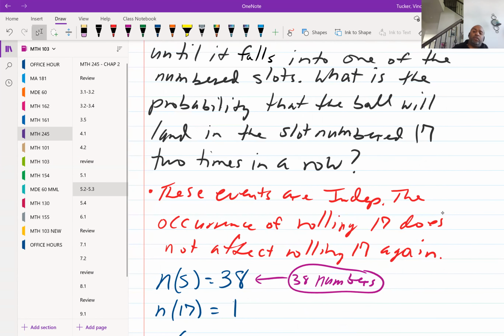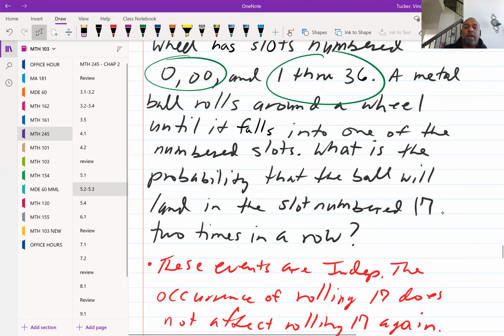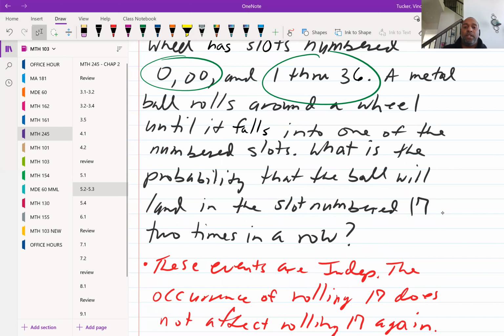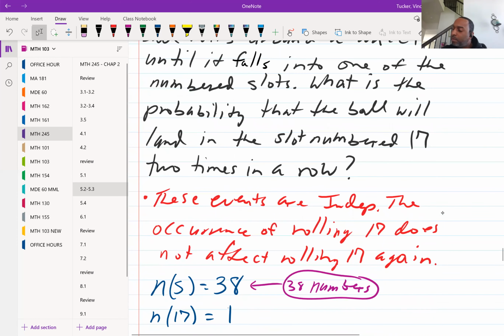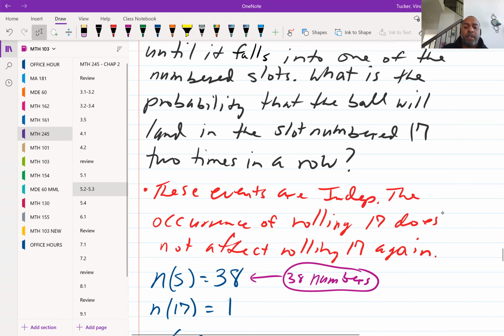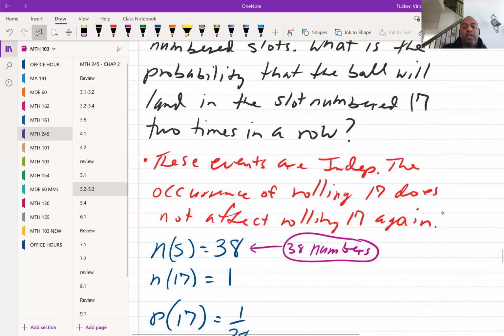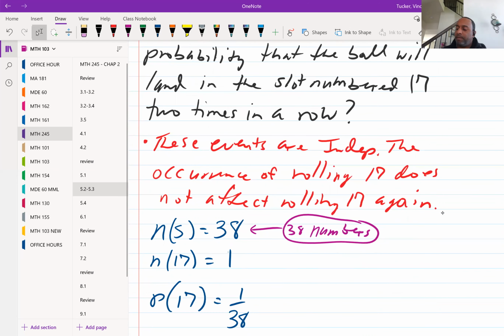All right. After you establish that they are independent events, now you can go about finding the probability of each event. In this case, both of them are the same because we're talking about rolling a 17 twice. So we have 38 numbers. That's why I have it circled in green: you have 0, 00, and then 1 through 36, so that's 38 options. The number 17 is only one number, so it's 1, and that probability is 1 over 38.